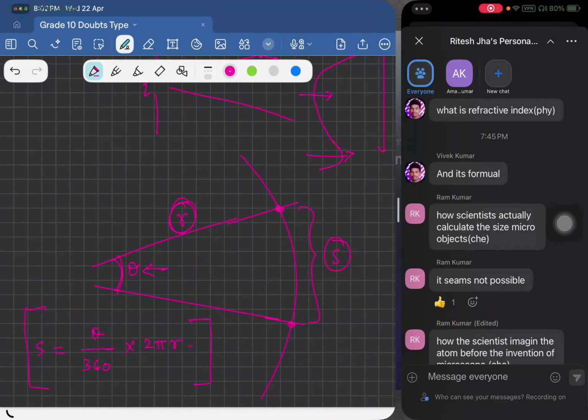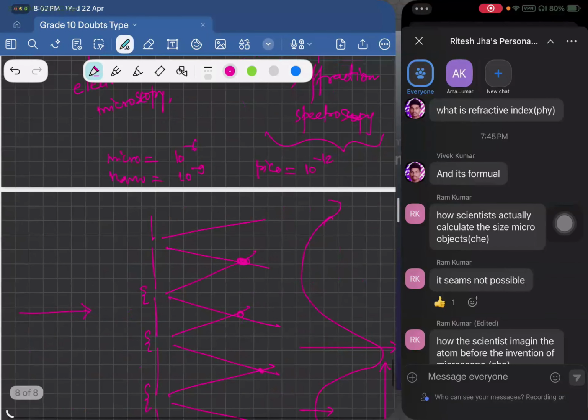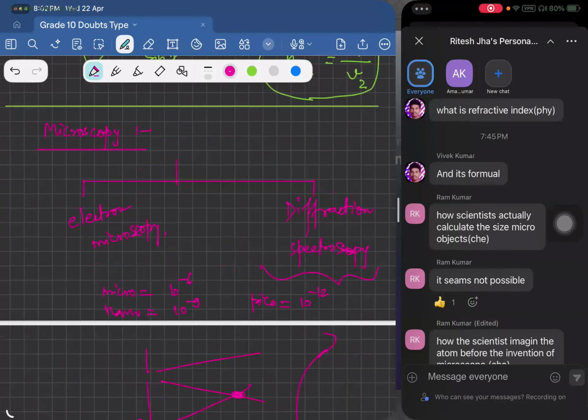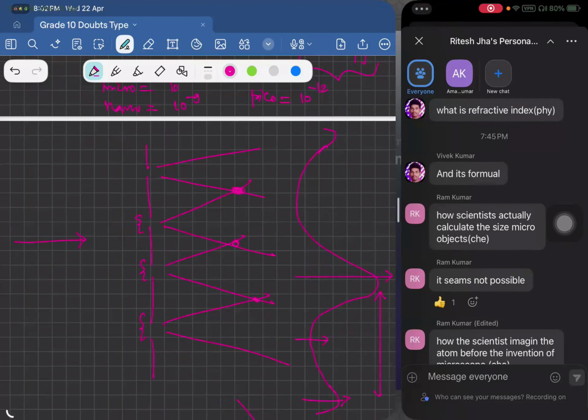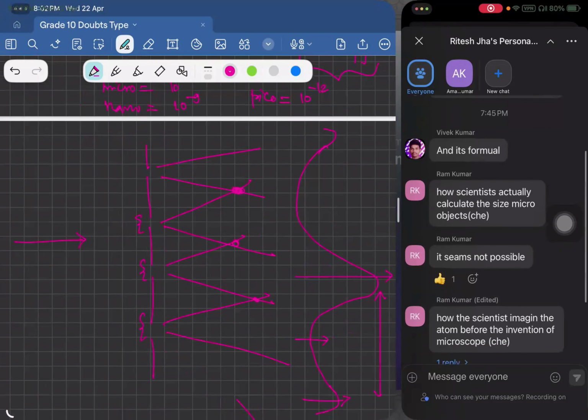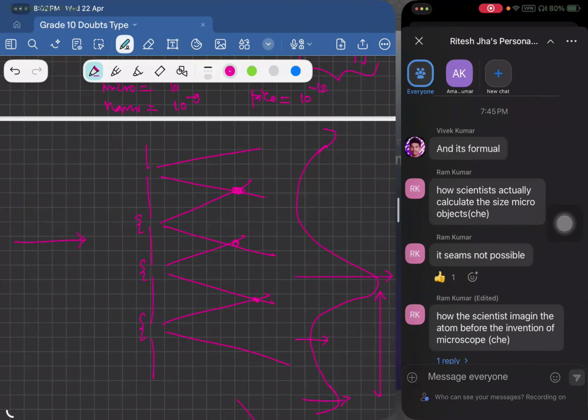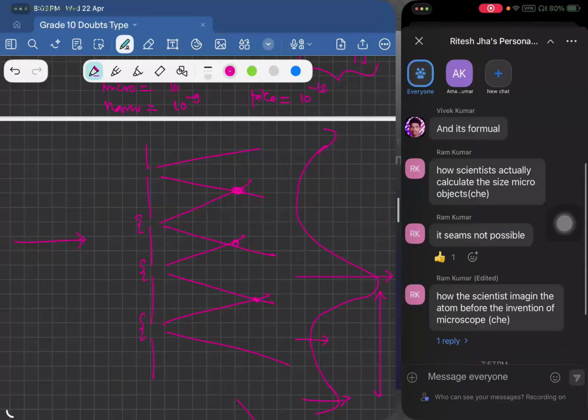And that basically becomes one of the principles in diffraction spectroscopy. So these are the ways scientists measure the smallest dimensions. I actually consider this under level 1 and level 2 intelligence, where you are unaware of the terms and unaware of the process. All right. It seems not possible. No, it is very much possible.